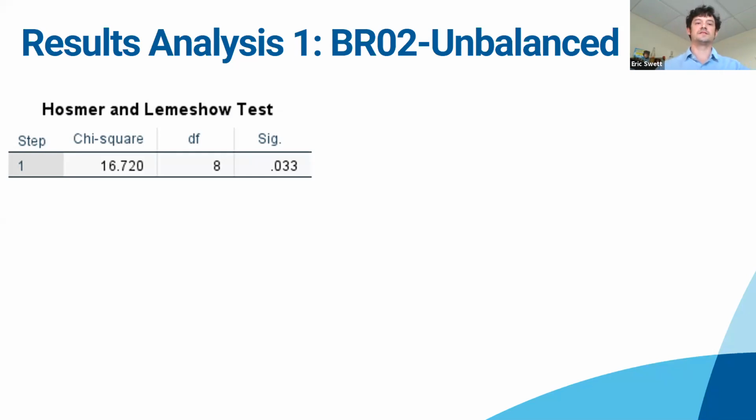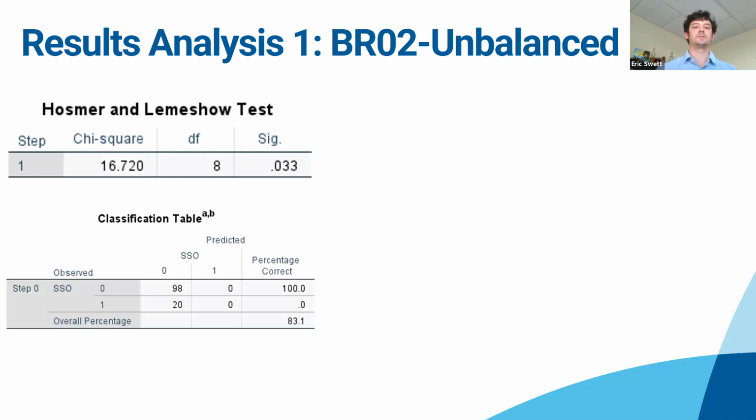The first run was the smaller data set with 20 SSOs and around 98, I believe, pipes that didn't experience an SSO. And the model was great. It came out statistically significant. So what did the model predict? Well, it didn't do such a great job at actually predicting an overflow at all. It did a fantastic job of not predicting an overflow.